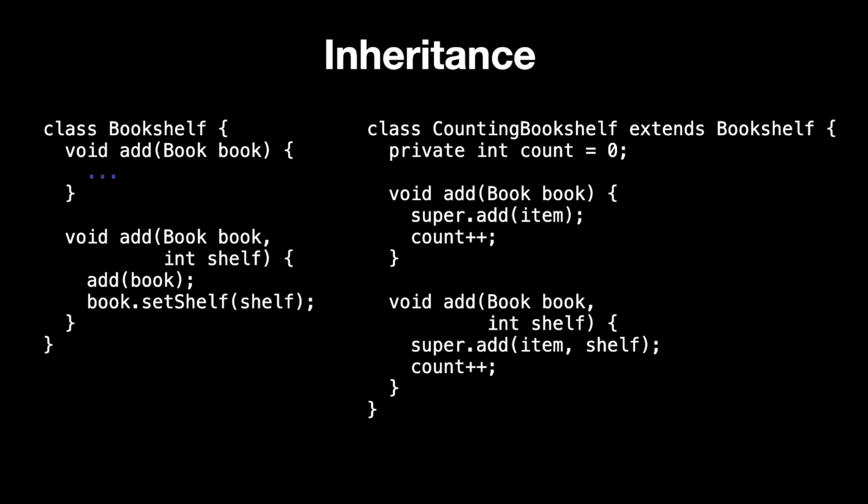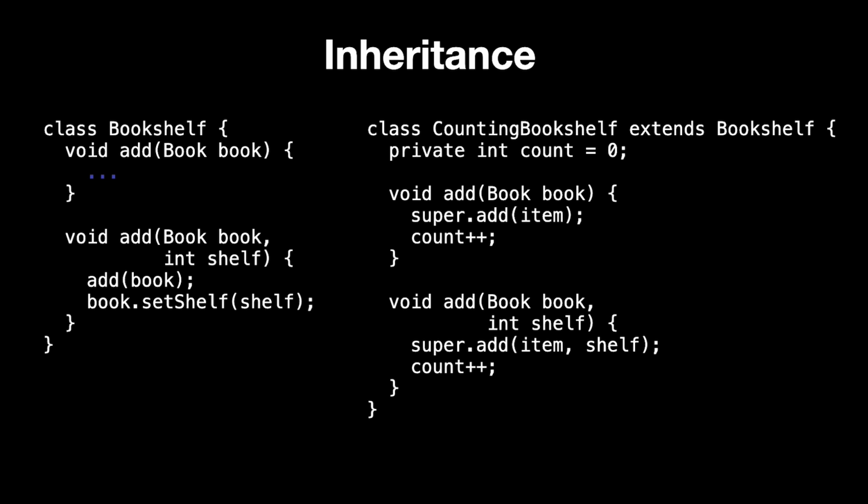So what happens if I call CountingBookshelf's second add method? I add book to shelf 3. Okay, first I add the book. That calls CountingBookshelf's add method, and count is incremented. Then I set shelf, and then I increment count again. Actually, the bottom method increments the count twice. But that's okay, right?